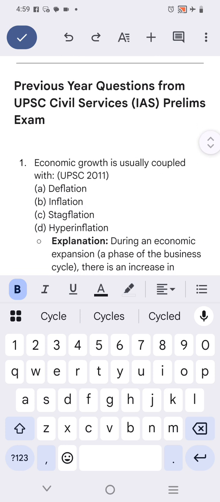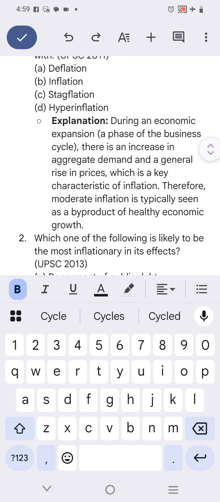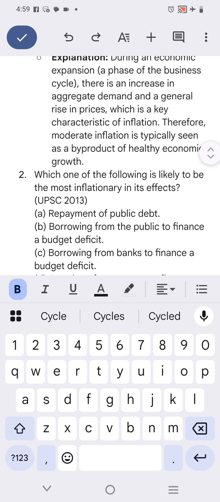Now let's look at the previous year questions from the UPSC Civil Services Prelims exam. Economic growth is usually coupled with inflation. We have discussed it several times. So, the explanation is given to us. During economic expansion, a phase of the business cycle, there is an increase in aggregate demand and a general rise in prices, which is a key characteristic of inflation. Therefore, moderate inflation is typically seen as a byproduct of healthy economic growth.